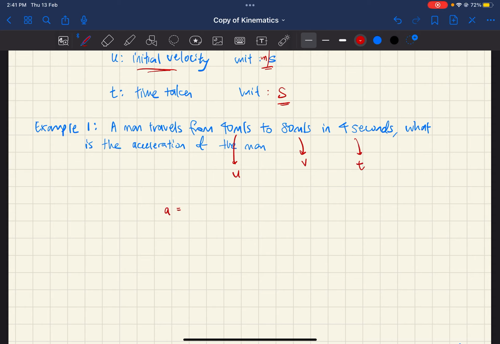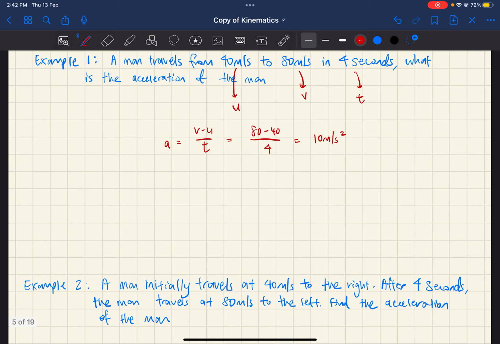All you need to do is just use the formula. a equals v minus u over t, which is 80 minus 40 over the time taken. So this one over here will be 10 meters per second squared. Make sure when you're writing your acceleration, it is in meters per second squared. Next one.